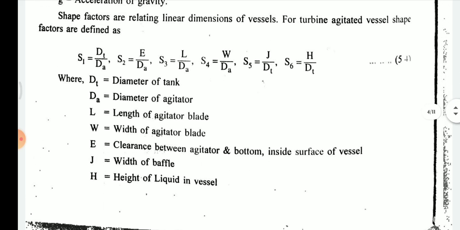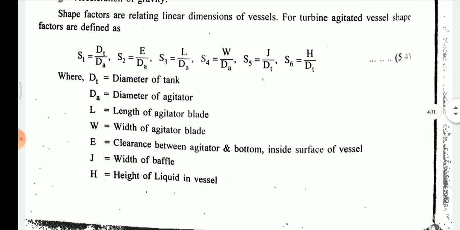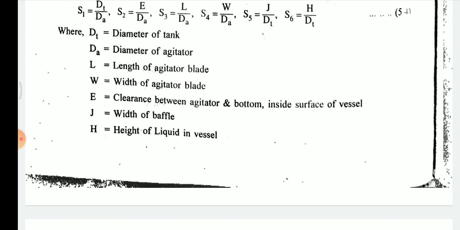Here, dt is the diameter of tank, dA is the diameter of agitator, L is the length of agitator blade, W is the width of agitator blade, E is the clearance between agitator bottom and the inside surface of vessel, J is the width of the vessel baffle, and H is the height of liquid in the vessel. So these are the parameters for the power requirements.